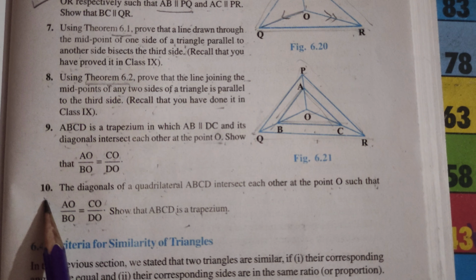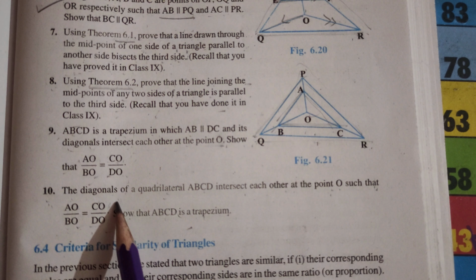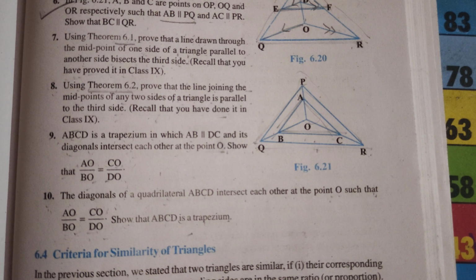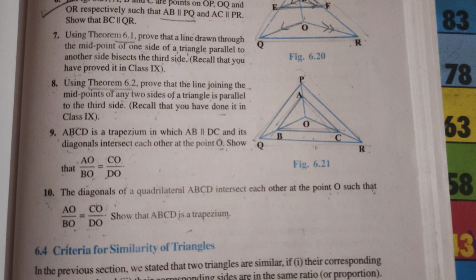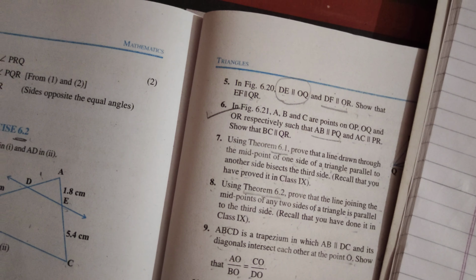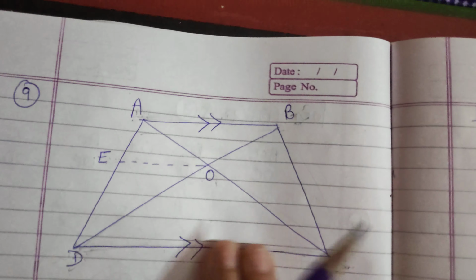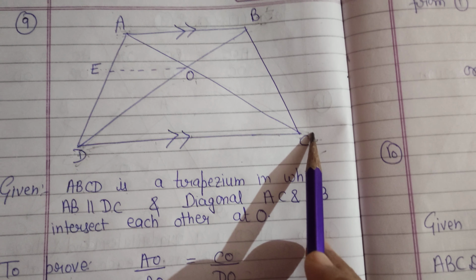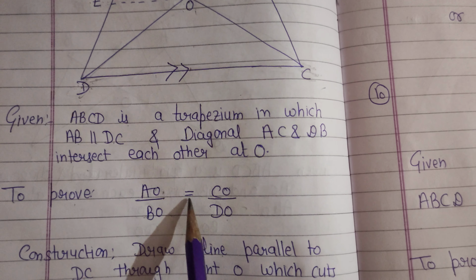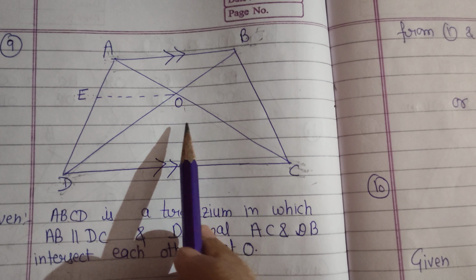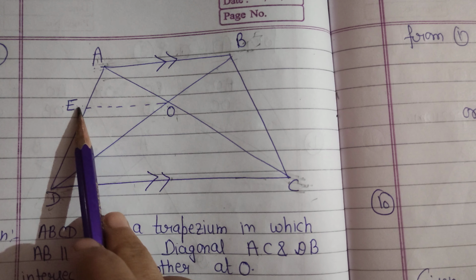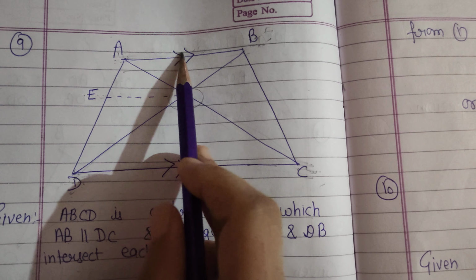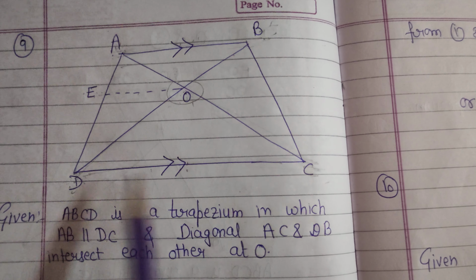Now question number 9 and question number 10 are reciprocal to each other, or we can say the converse of each other. In question number 9, ABCD is given as a trapezium, and in question number 10, we have to show that ABCD is a trapezium. For question number 9, ABCD is a trapezium with AB parallel to DC, and we have to show that AO by BO is equal to CO by DO. Here I will do one construction. I will draw a line EO through the point O, parallel to DC, and automatically it will be parallel to AB.